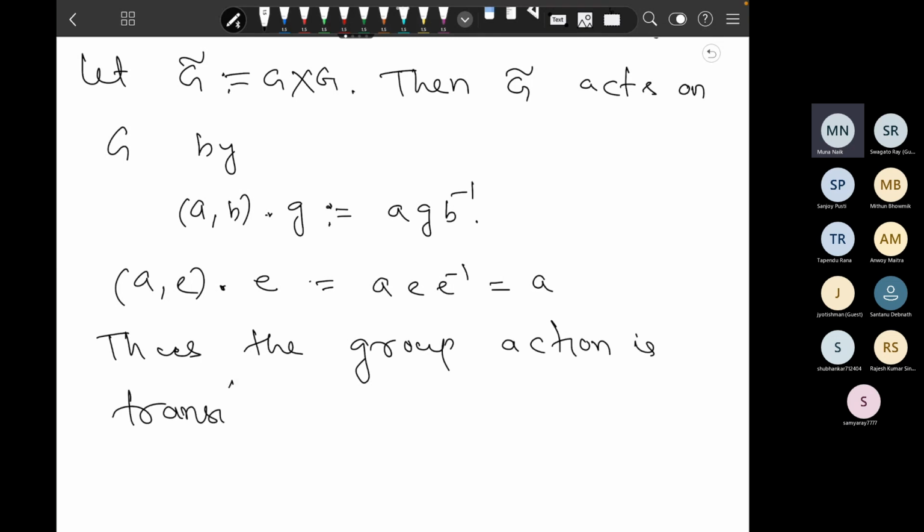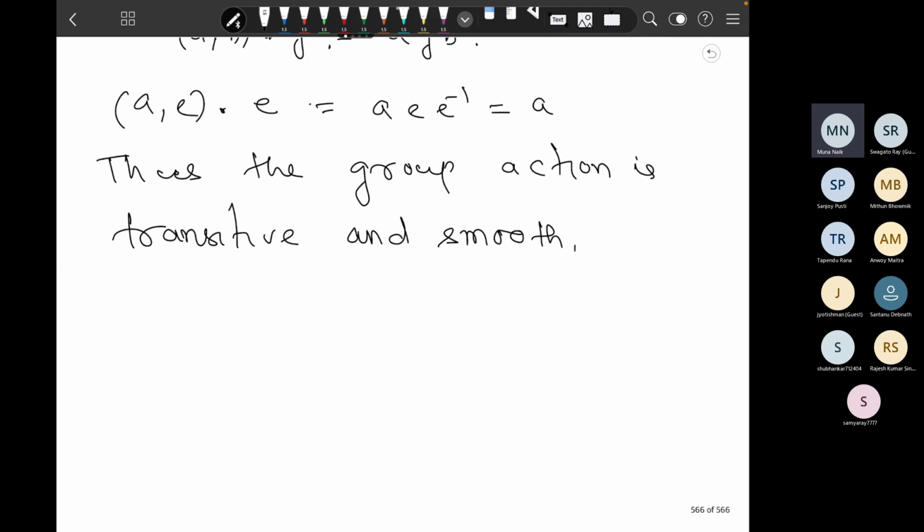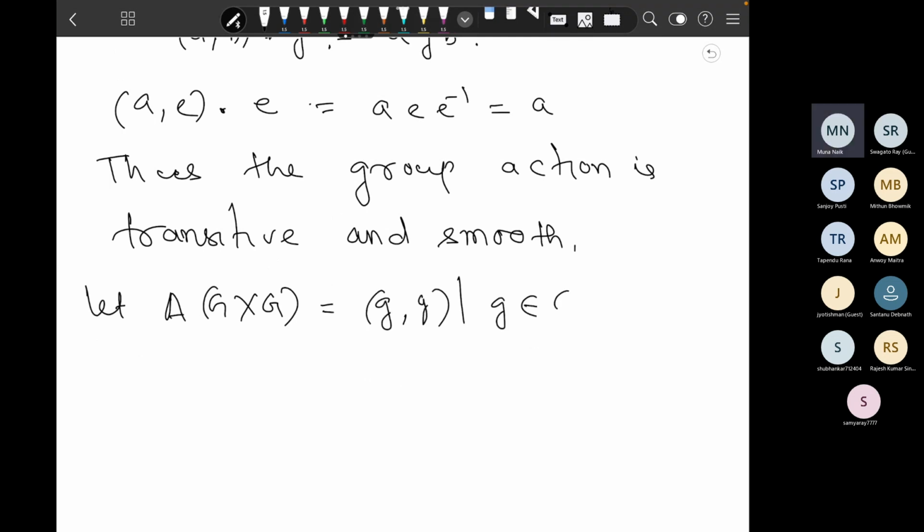It's transitive and also smooth. Smoothness is very clear because this is left and right translation. So let this thing, delta G cross G, be the set of (g, g) where g belongs to G. Okay, so this is my definition, and this is isomorphic to where?